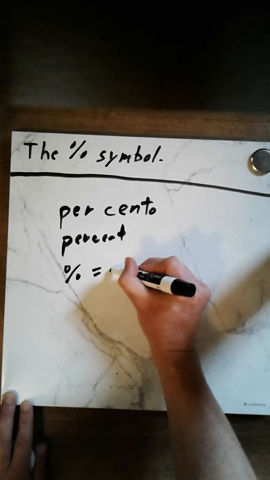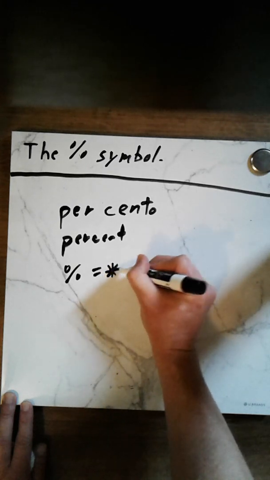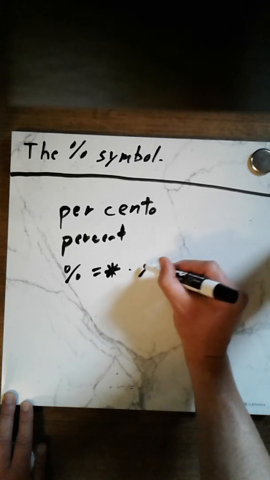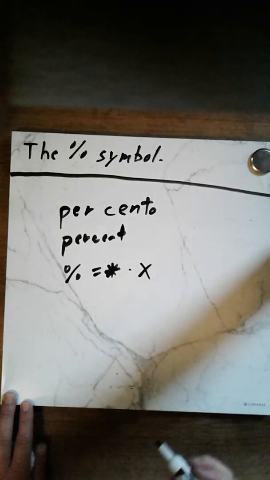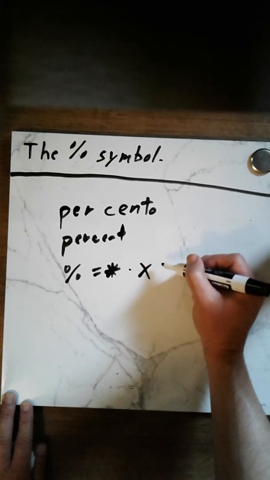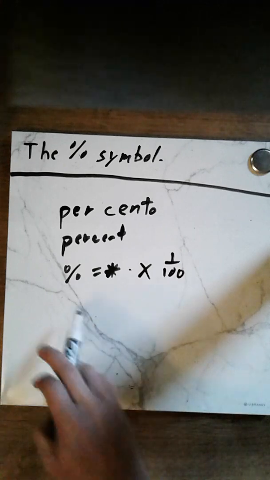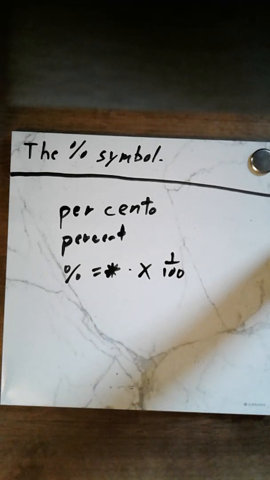And the percent symbol that we're all familiar with literally means multiply by, like an asterisk for multiplication, or a dot, or some people do an X for times. Times by 1 over 100 is literally what the percent symbol means. And you could also think of it as compare this number to 100. Multiply it by 1 over 100 so that we're comparing whatever number we have to 100.